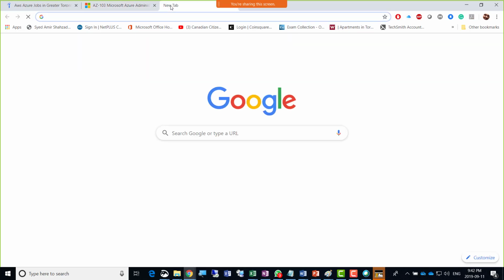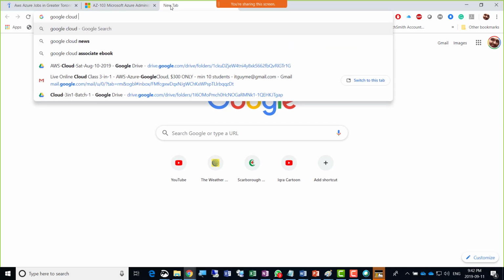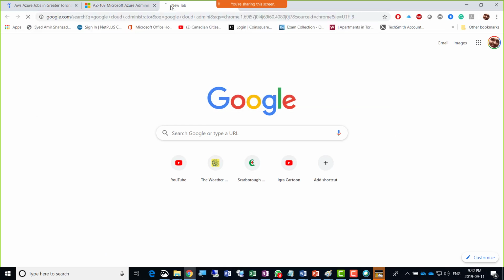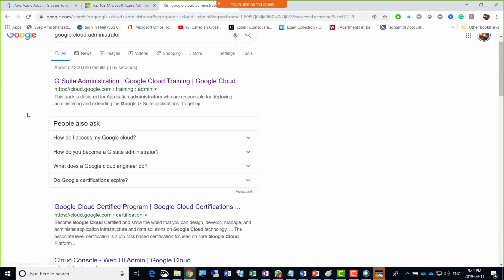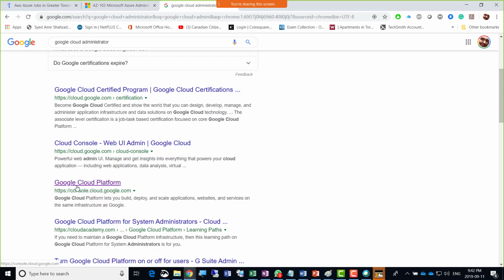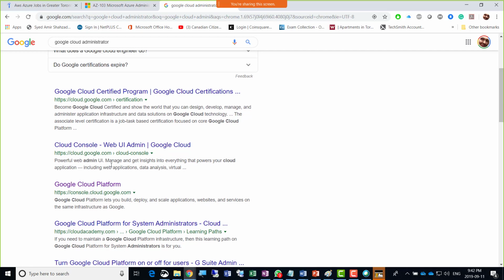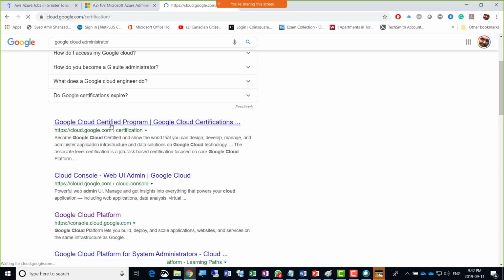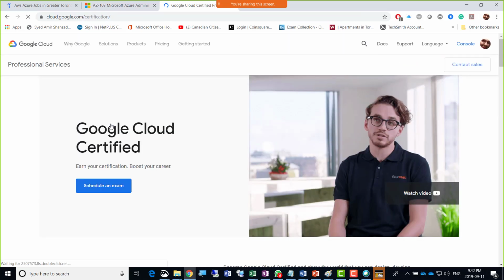Then we can go for Google Cloud Administrator, and that is the Google Cloud Certified Program, and then there's the console. So Google Cloud Platform is there, but if I just go for the Google Cloud Certified Program here, you should at least go inside Google Cloud, because some of the smaller companies, those who have budget restrictions, will have Google Cloud, or if the company is totally a developer company developing software, they will have Google Cloud as well.